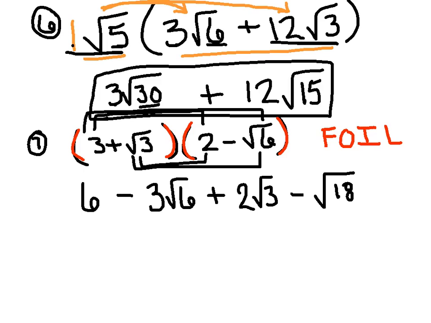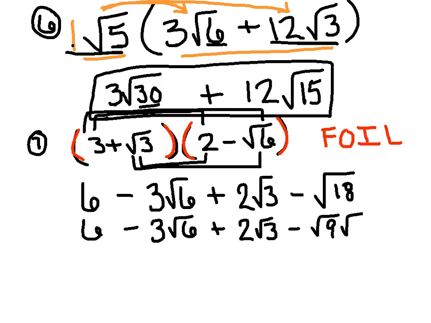Okay, ask ourselves if any of these four terms can be simplified. I believe that very last term is the only one that could be broken down into smaller pieces. I'm going to do radical 9 times radical 2. And of course, that radical 9 is really just a 3.